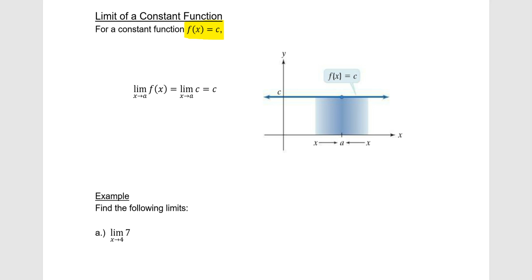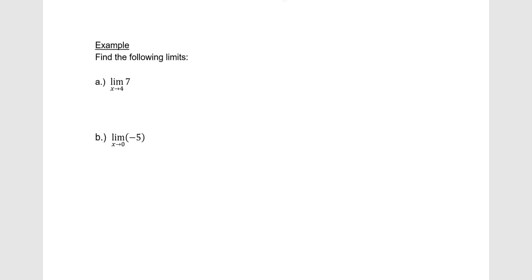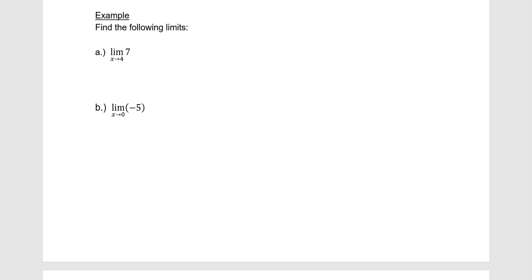Okay, so the reason for that is no matter where you are on that whole entire horizontal line, the function is always going to be at that c value. Okay, so now let's use actual numbers, so hopefully it makes a little more sense. Let's find the following limits. The limit of 7 as x approaches 4. So based on what we just learned, the answer is just 7.